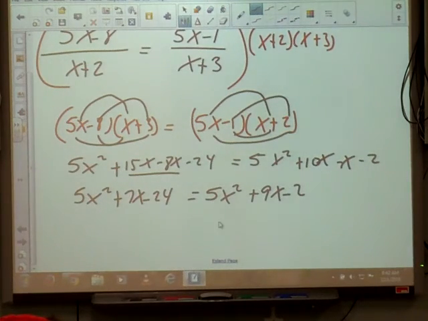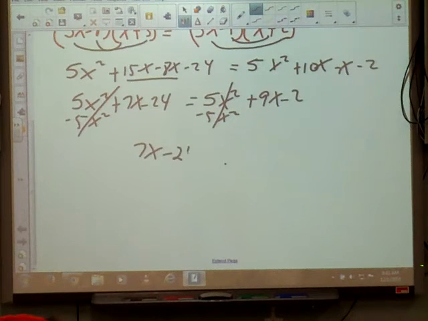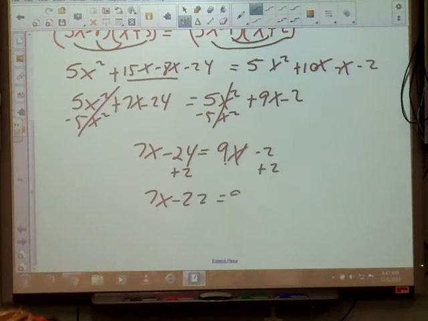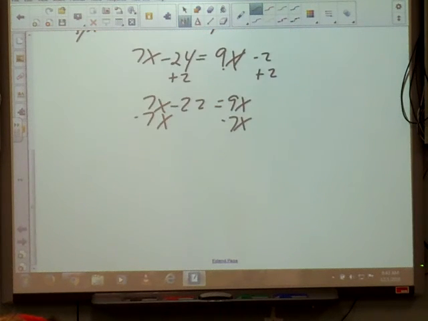So it appears that we do have a quadratic, but when we start moving stuff over, if you subtract 5x squared from itself, it cancels out on both sides. So we're looking at 7x minus 24 is equal to 9x minus 2. Add 2, so 7x minus 22 equals 9x. Subtract 7x, so negative 22 equals 2x.